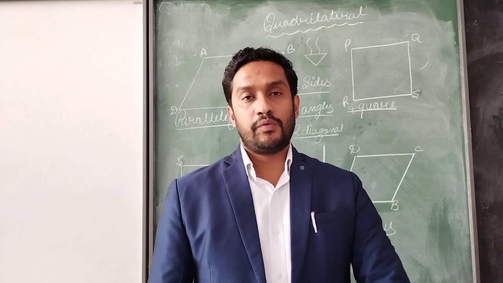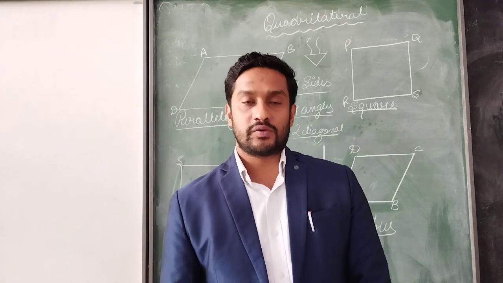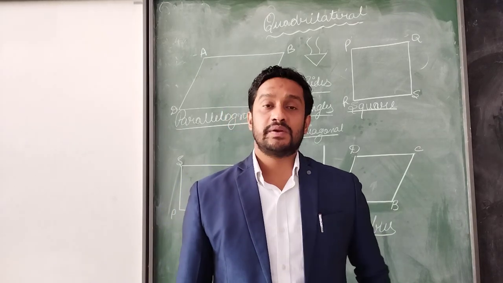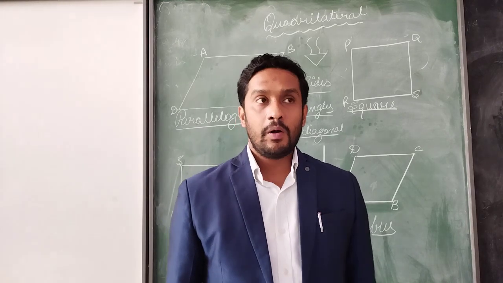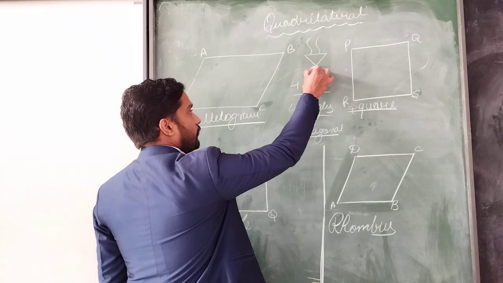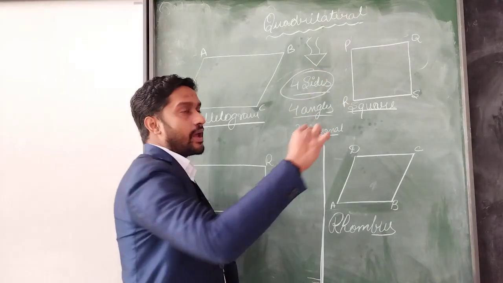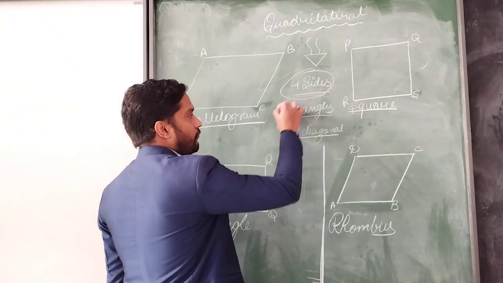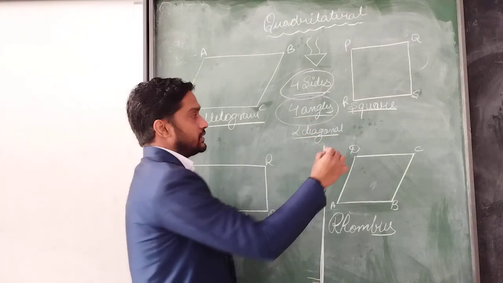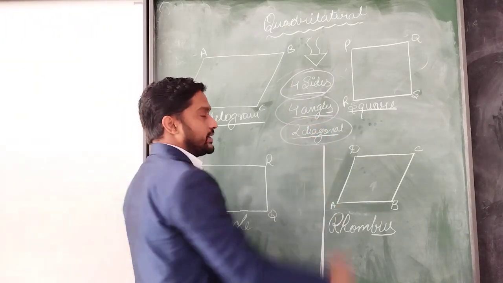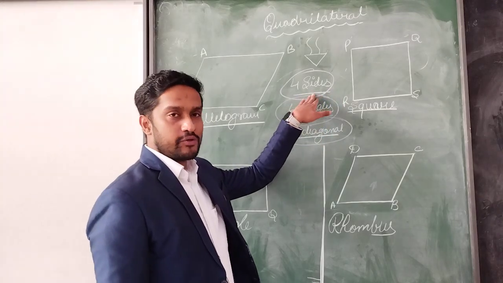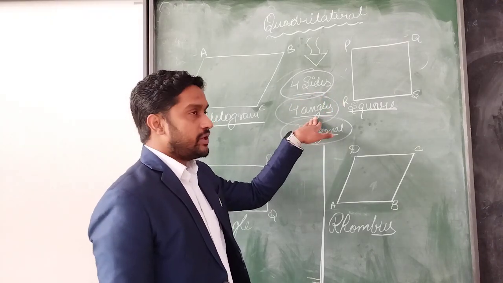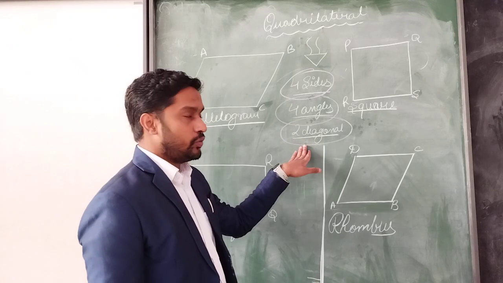In this video we will do the revision of chapter quadrilateral. As in class we have studied what a quadrilateral is. A quadrilateral is a plane figure bounded by four sides, and it has four angles and two diagonals. A quadrilateral has four sides, four interior angles and two diagonals.